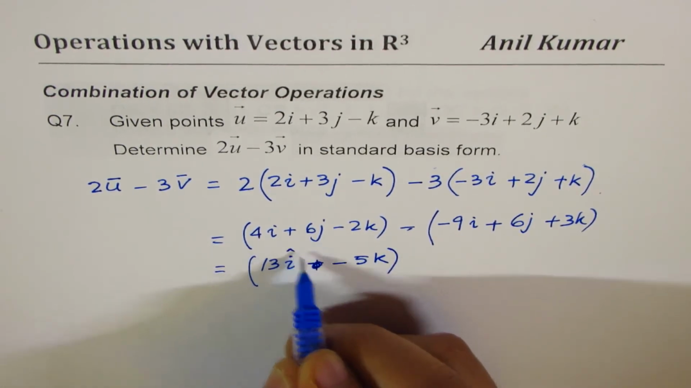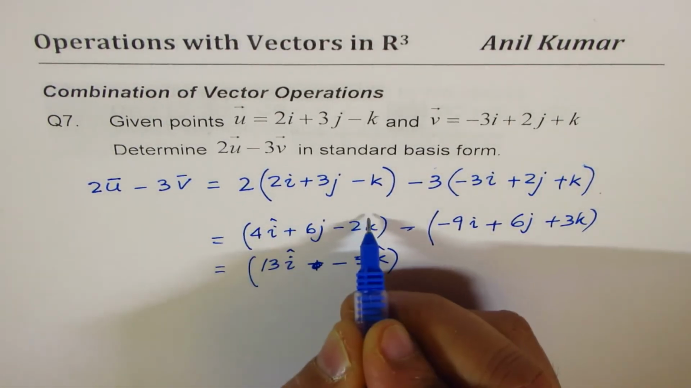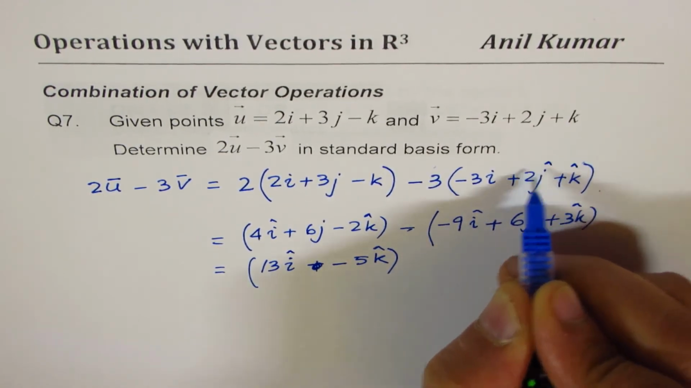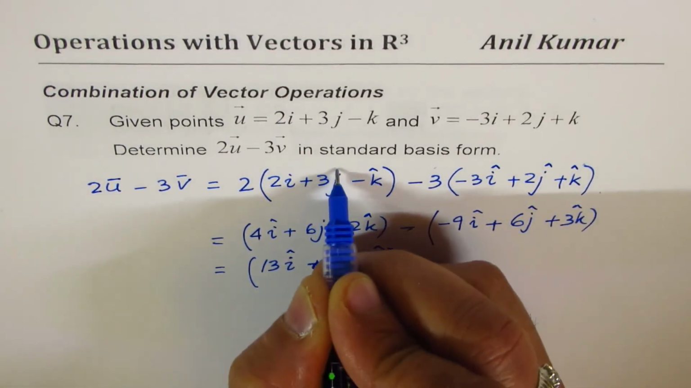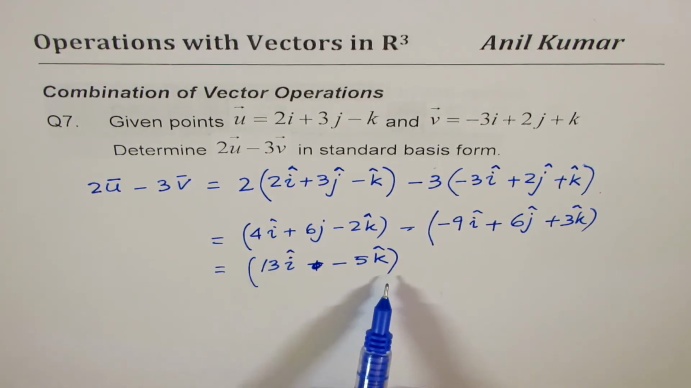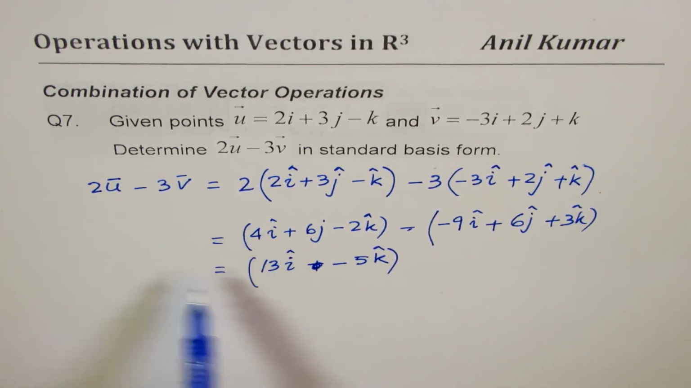Okay. I prefer to write unit vectors with this symbol, which you may adopt, but i, j, k as such stand for unit vectors in x and y and z direction respectively. Is it okay? So that is how you get combination. So whenever you're doing combination, each component is added, right? So each component is added, right?